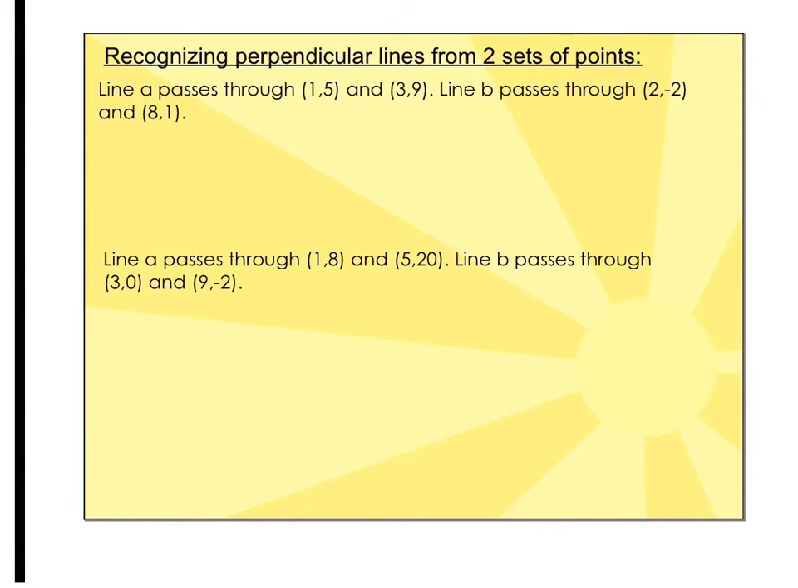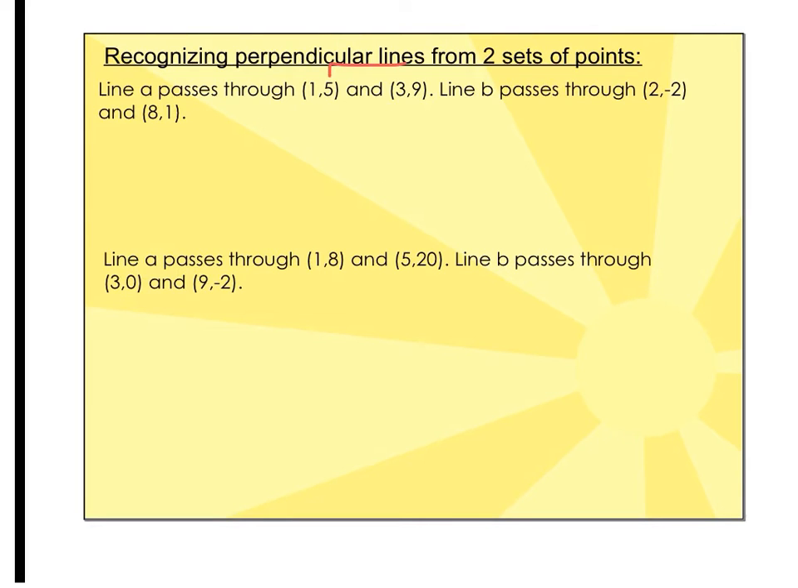Okay, the next thing is being able to recognize perpendicular lines from two sets of points. So I'm giving you two lines here. Line A passes through (1, 5) and (3, 9), and line B passes through (2, -2) and (8, 1). So we need to find the slope of line A and then find the slope of line B and compare them. So let's do line A.